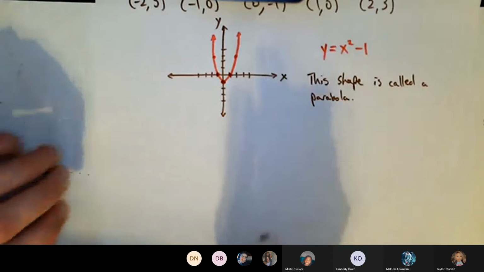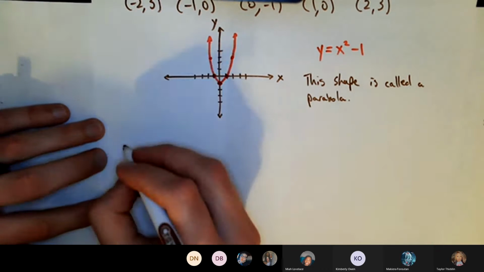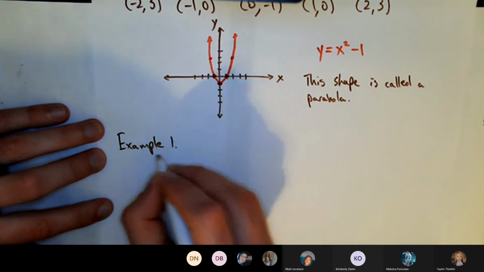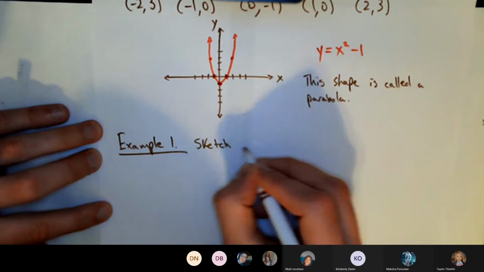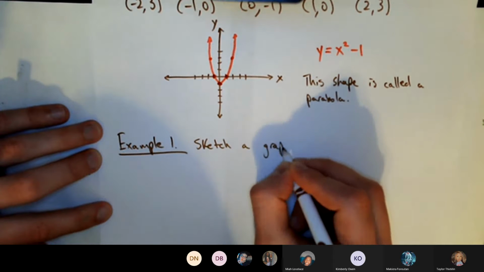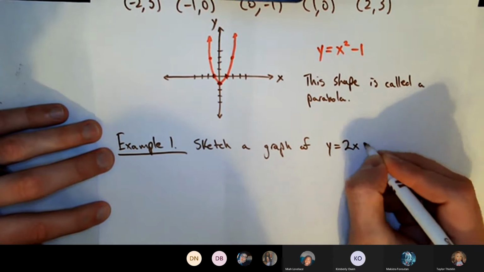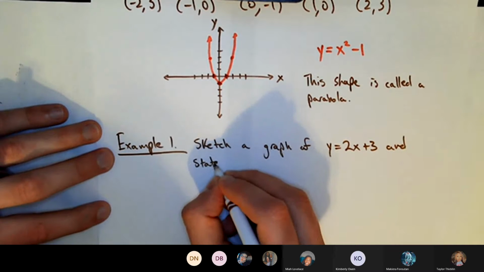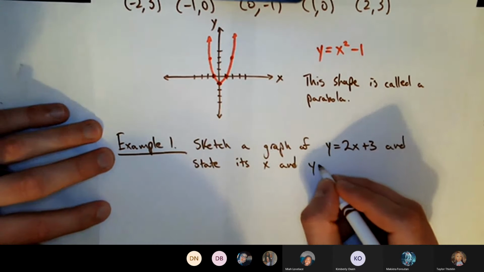So let's try another example. I guess I haven't started the enumeration of the examples yet, so I'll call this example 1. Sketch a graph of y equals 2x plus 3 and state its x and y intercepts.